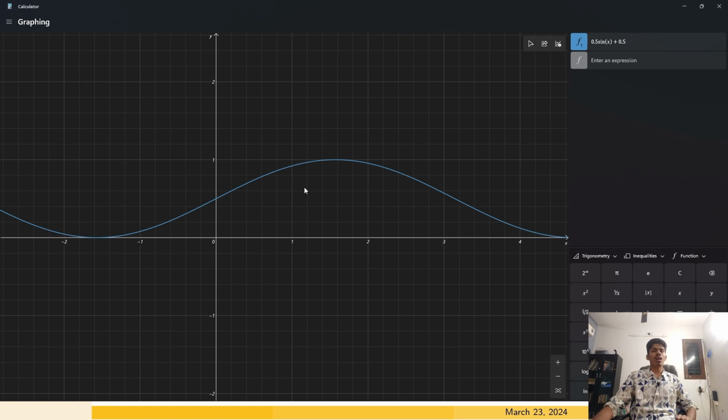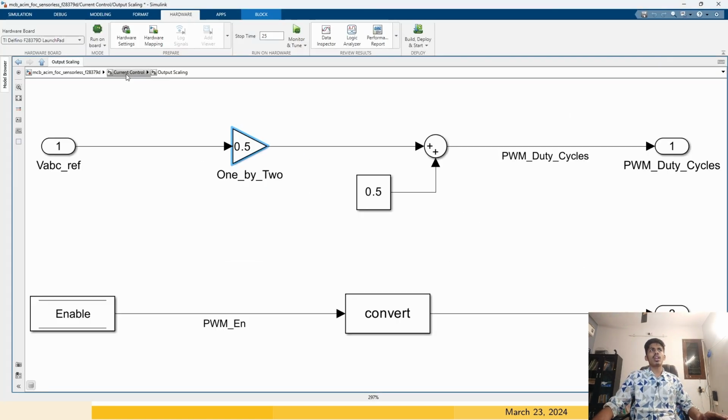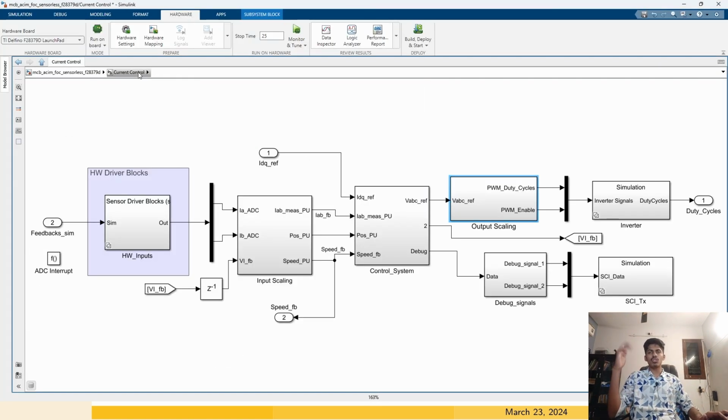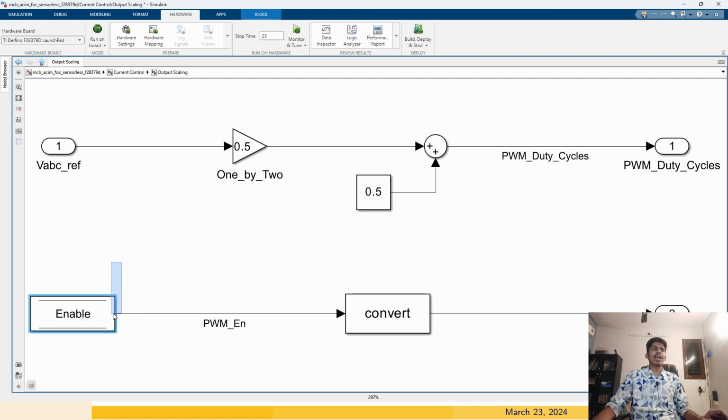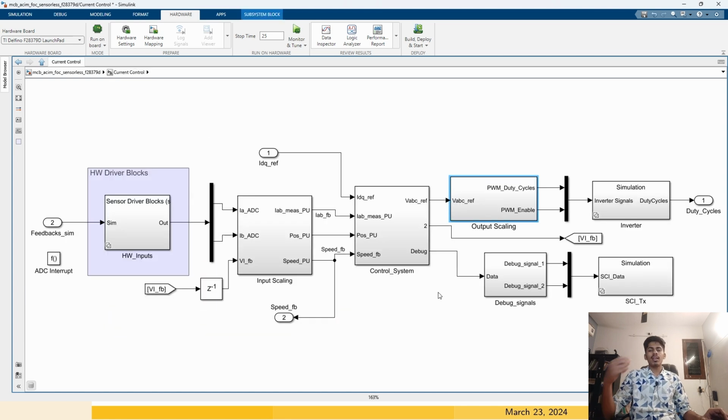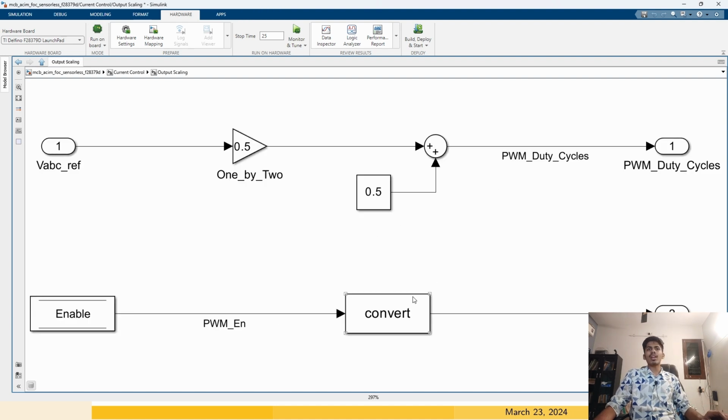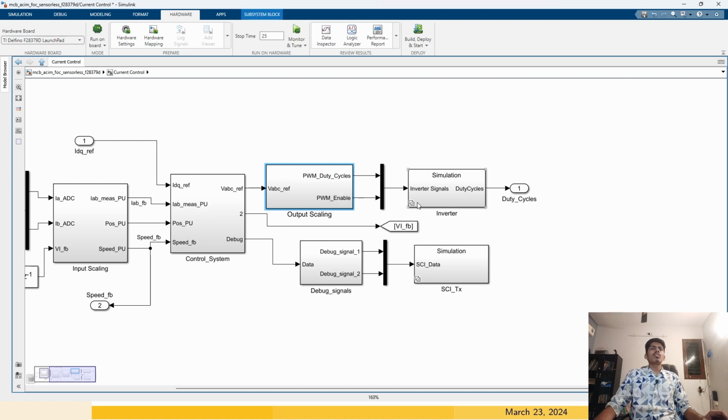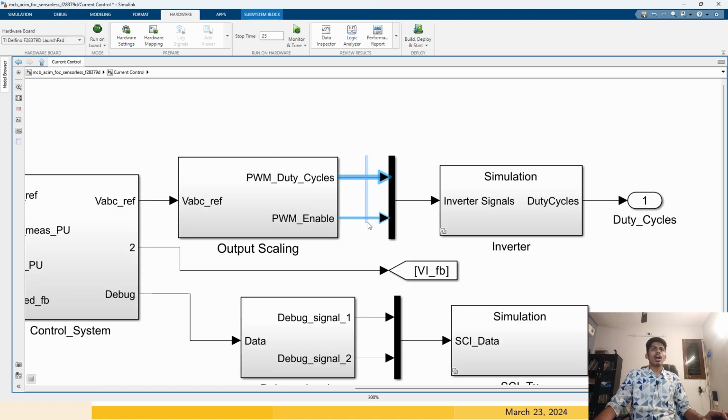So our digital signal processor, the LaunchPad, understands only digital values between 0 and 1, right? So that is why we are doing this scaling. And then this enable flag. If you want to disable the gate pulses, you can set the flag to high or low, so it will stop the gate pulses to the inverter. So we are converting the data type, so this is not much important to us. Okay, so this PWM duty cycle and PWM enable are muxed into one signal and going to the inverter.